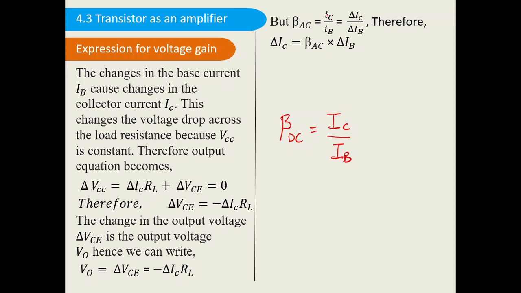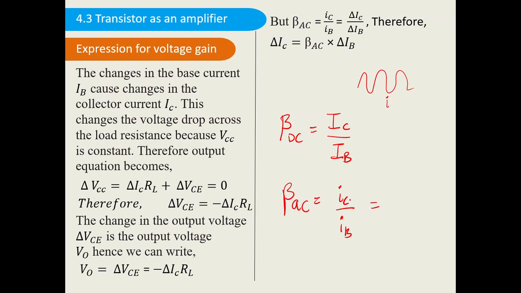Suppose it is denoted by small i, it is nothing but the changing AC current. Small i represents AC current. So what will be the value of beta AC? Beta AC will be nothing but ΔIC divided by ΔIB, because this is the changing collector current and this is the changing base current, alternating base current, alternating collector current.